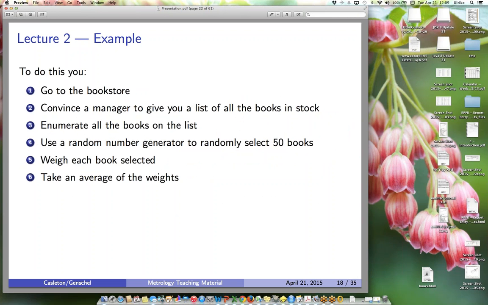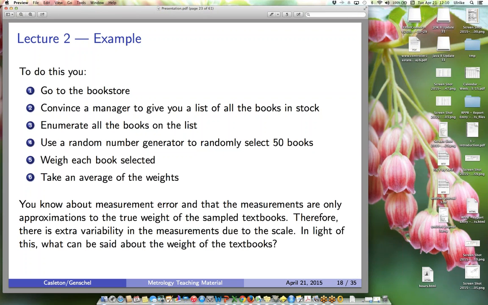So we walk students through some of the things they may have seen or should have seen already early in the semester, hopefully. We talk about this idea of getting a sampling frame set up, and then using, let's say, a random number generator to get a random sample of 50 textbooks, and then we have to weigh the textbooks, and we have to take the average of all 50 measurements to get the average weight.